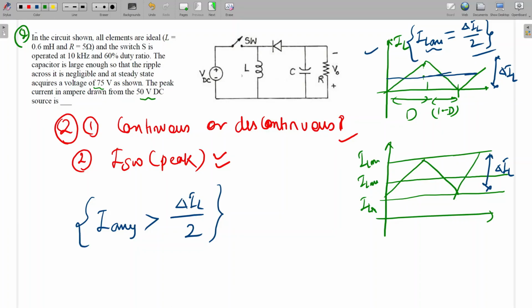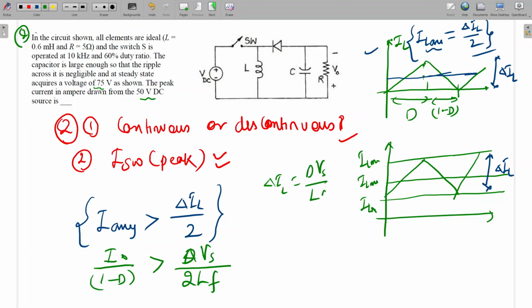For a buck boost converter, what will be the IL average? It will be I naught divided by 1 minus D. And delta IL will be dVs by L F, so this will be dVs by 2LF for the half value. Should I derive this one, or do all of you know how delta IL is equal to dVs by LF? Should I derive this one?